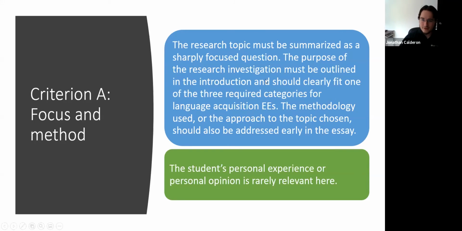So the purpose of the research investigation must be outlined in the introduction and should clearly fit one of the 3 required categories for language acquisition extended essays. What does this mean? The introduction must state the purpose of the research and investigation. If it is not in the introduction, there's something wrong with your extended essay, okay? The methodology used or the approach to the topic chosen should also be addressed early in the essay. So basically, the student has to explain what he or she is going to do, okay?